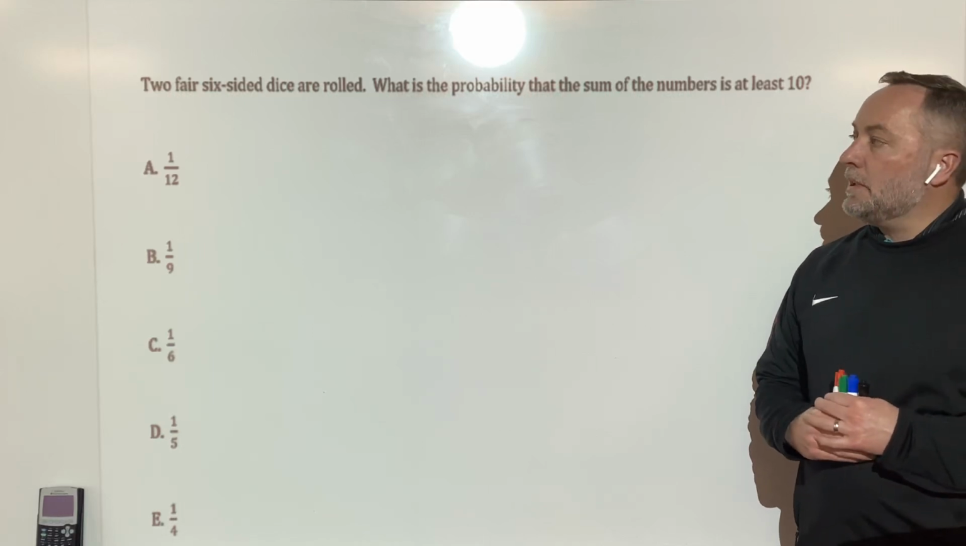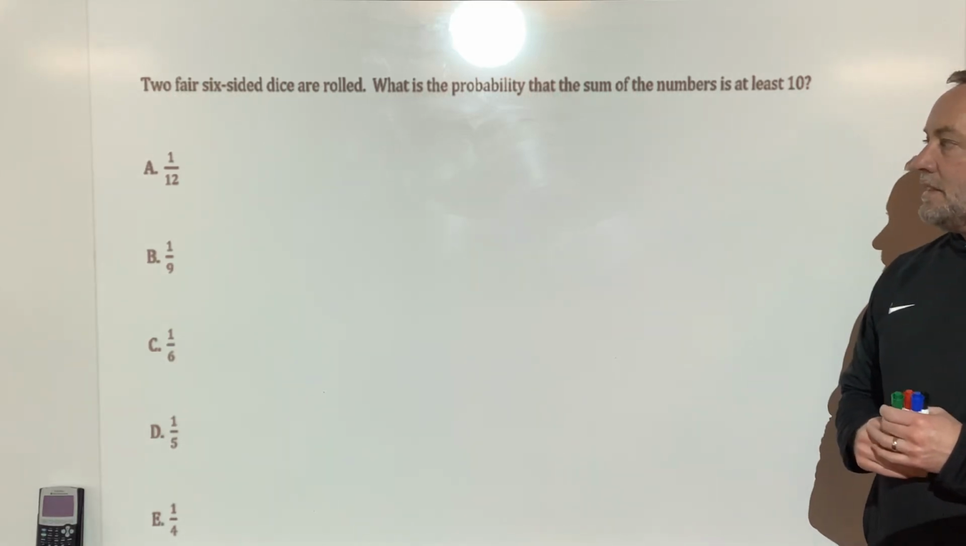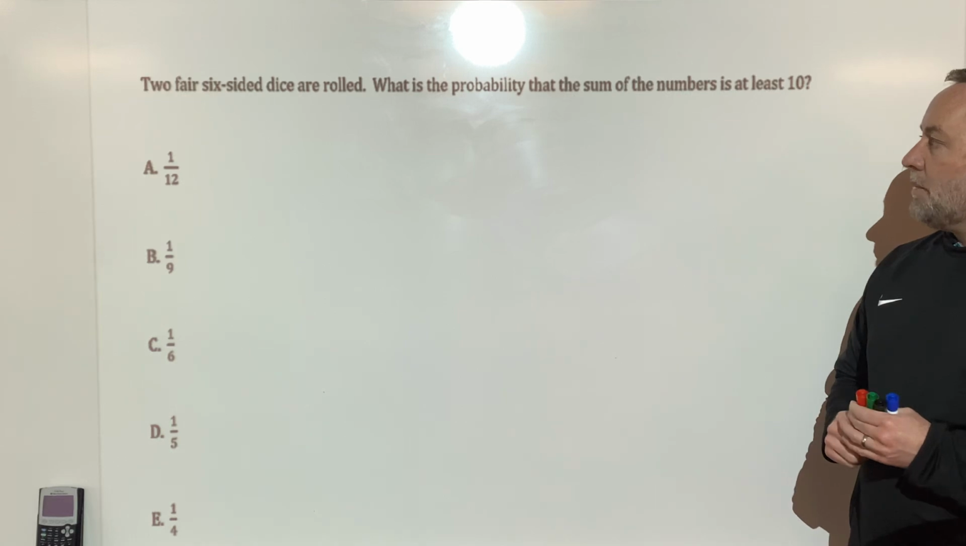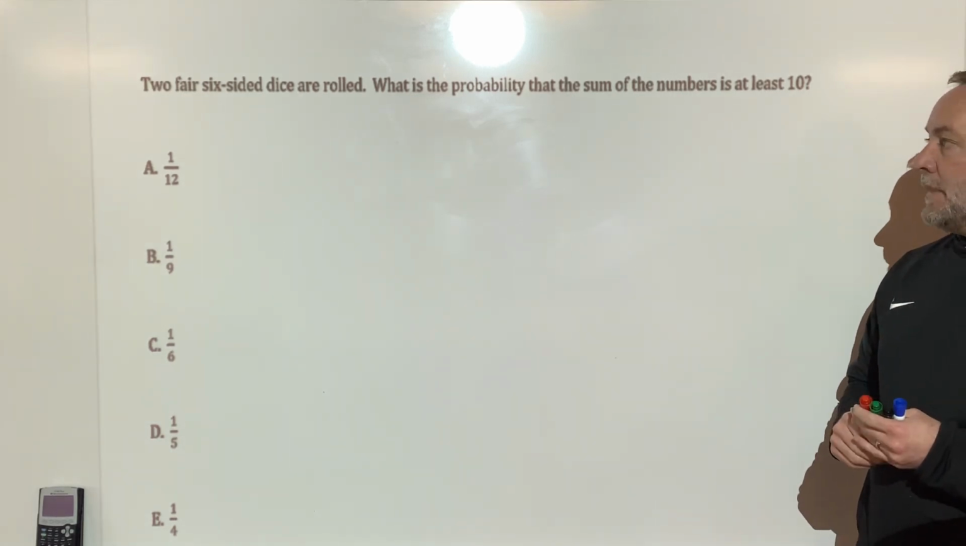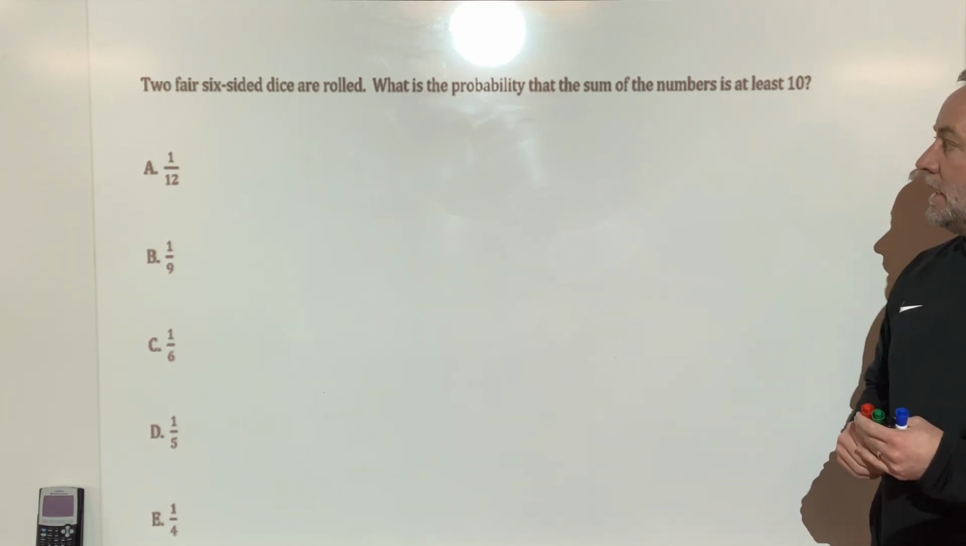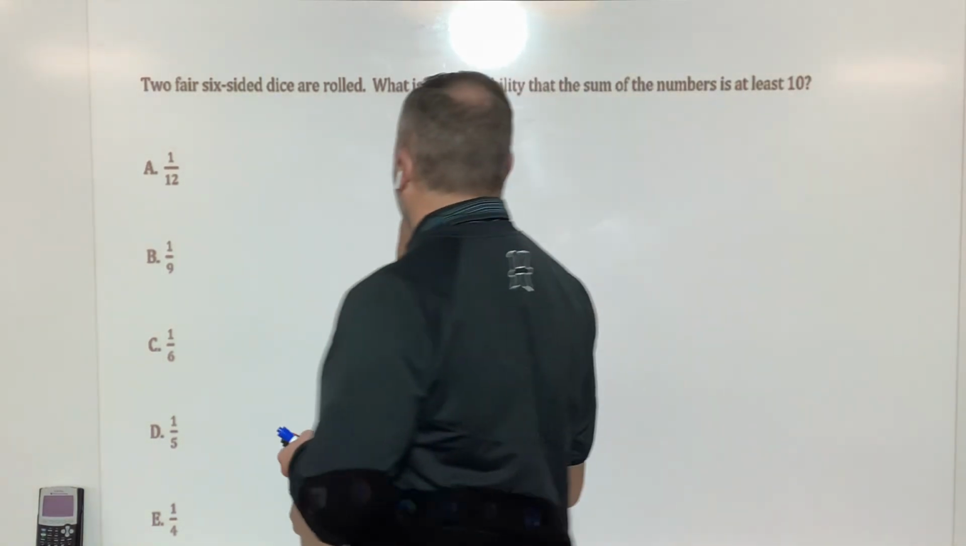This question is a probability question. It says, two fair six-sided dice are rolled. What is the probability that the sum of the numbers is at least 10? Whenever you're doing probability, you want to get an idea of what the total possibilities are.